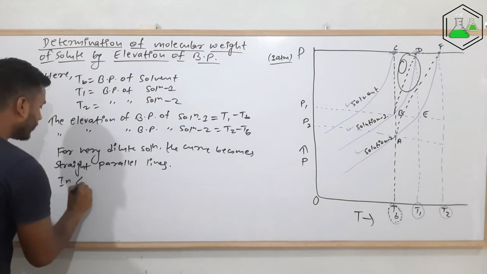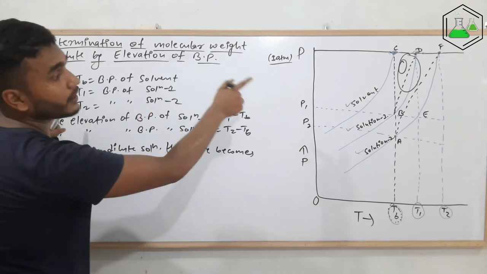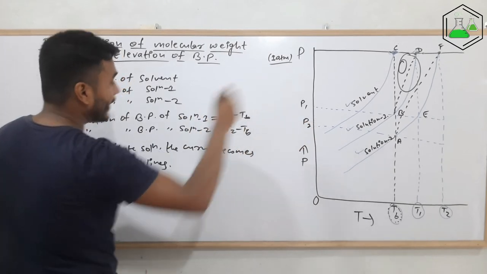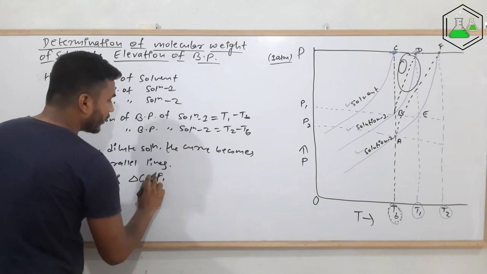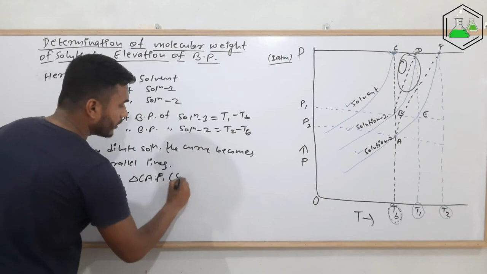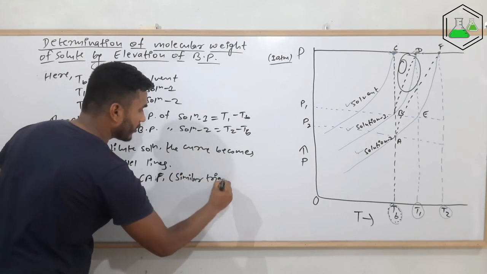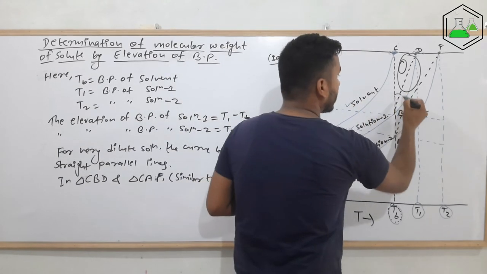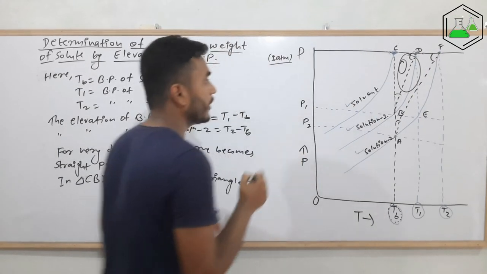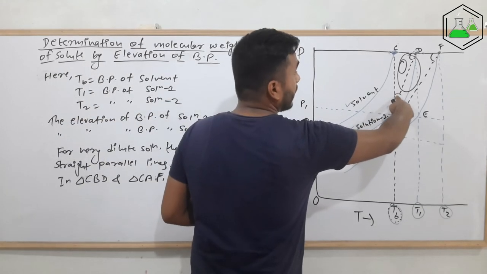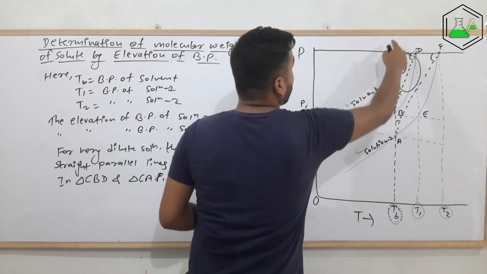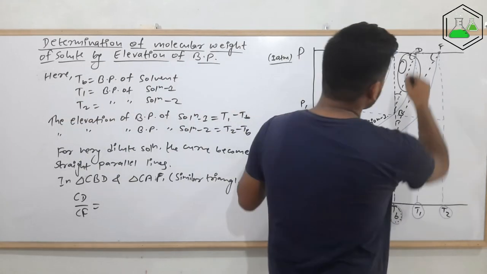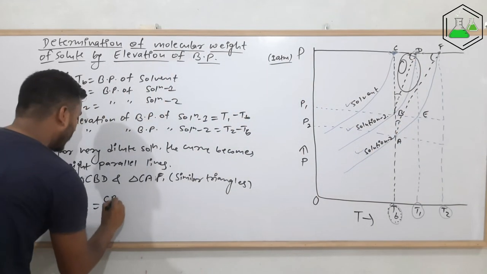So in triangle CBD and triangle CAF, these two are similar triangles now, okay? Similar triangles. And as they are similar triangles, then obviously the corresponding sides will be proportional to each other. So see these two angles, this angle and this angle. First of all, this angle and this angle are the same. So the opposite side of this angle in this triangle is CD, so CD by CF will be equal to CB by CA.